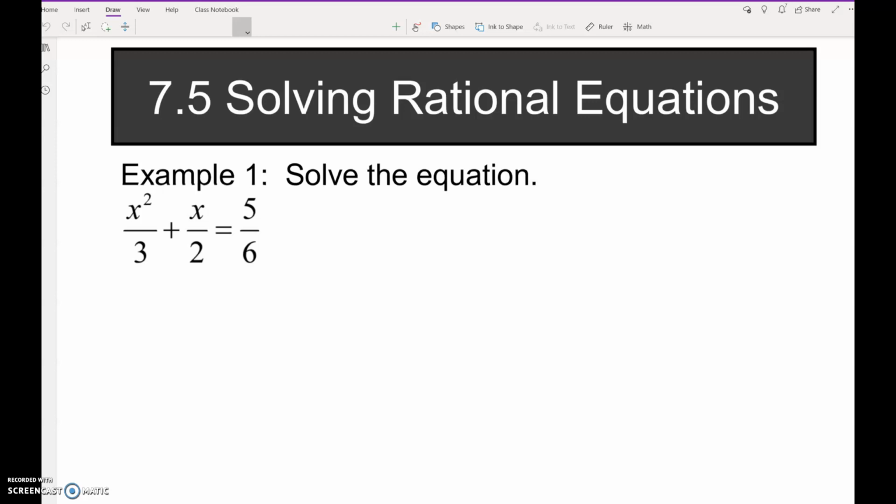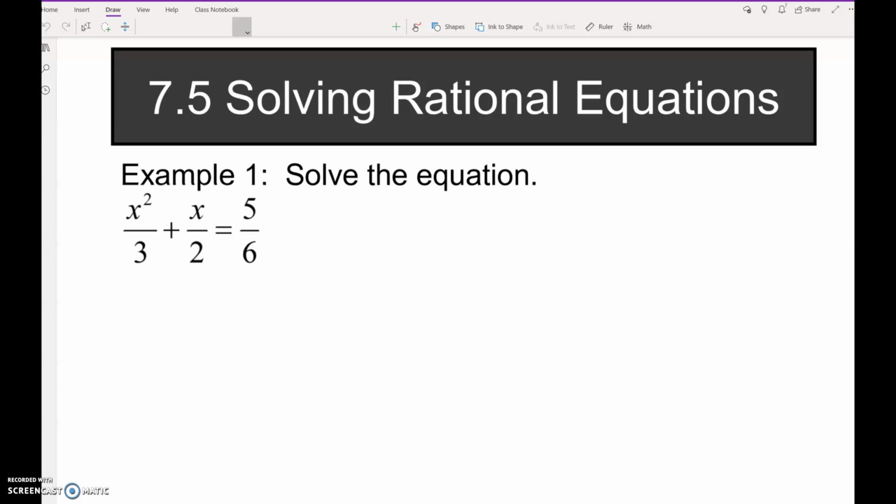Today we're going to solve equations that involve fractions. There's a couple different ways to do this, and I'm going to try to give you the easiest method for each type. So, in this first example, do you notice the denominators are all numbers? If the denominators are all numbers, let's get those numbers to match.